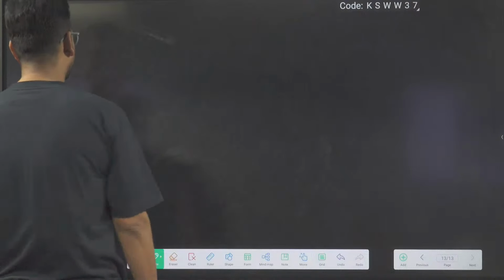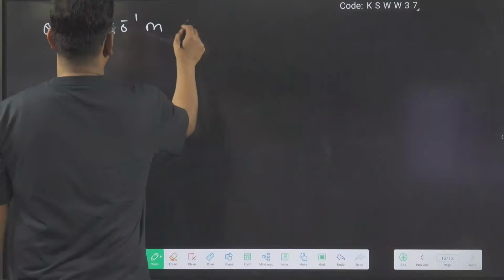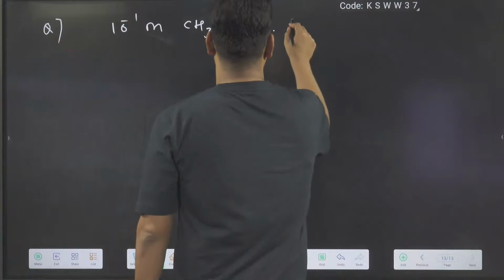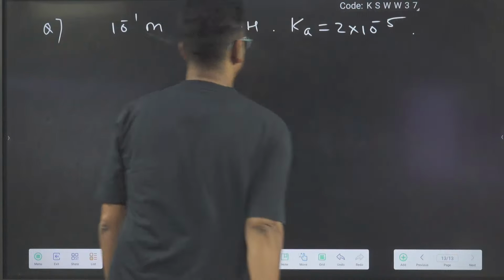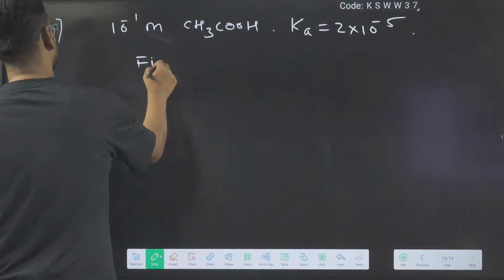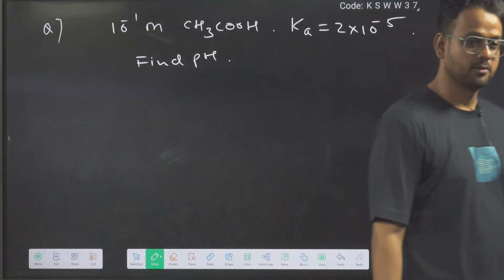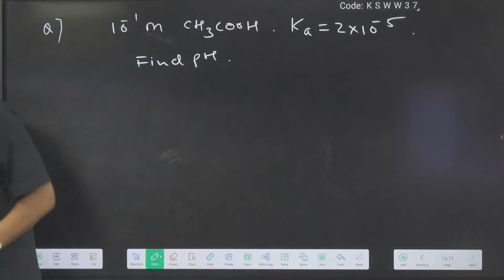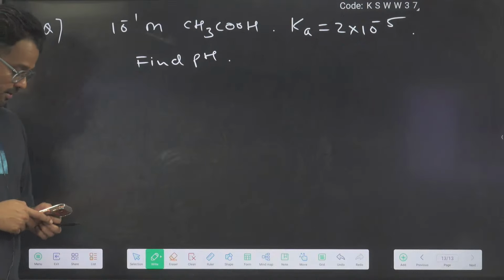Next question is that 10 to the power minus 1 molar acetic acid, Ka is 2 into 10 to the power minus 5. Find pH. Everybody do it. Think about it for 2 minutes.